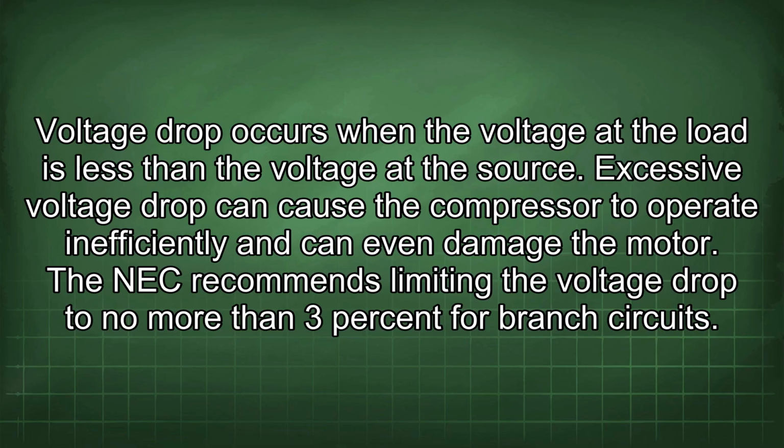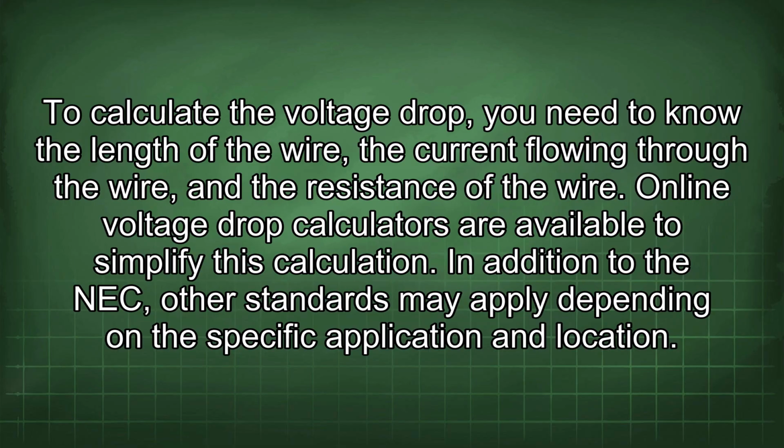Another factor to consider is the voltage drop in the circuit. Voltage drop occurs when the voltage at the load is less than the voltage at the source. Excessive voltage drop can cause the compressor to operate inefficiently and can even damage the motor. The NEC recommends limiting the voltage drop to no more than 3% for branch circuits. To calculate the voltage drop, you need to know the length of the wire, the current flowing through the wire, and the resistance of the wire. Online voltage drop calculators are available to simplify this calculation.